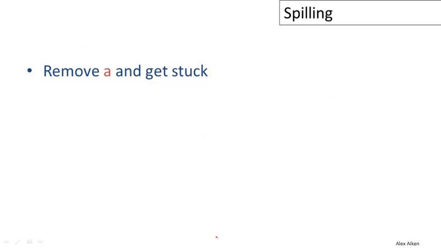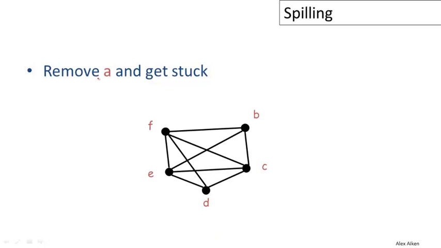Well, if we apply the heuristic, we'll remove A from the graph, but then we're going to get stuck because once you take A out of the graph and its edges out, every node that's left has 3 or more neighbors, has at least 3 neighbors. And so there's no node that we can delete from the graph and be guaranteed to be able to find a coloring for it with the heuristic that we discussed in the previous video.